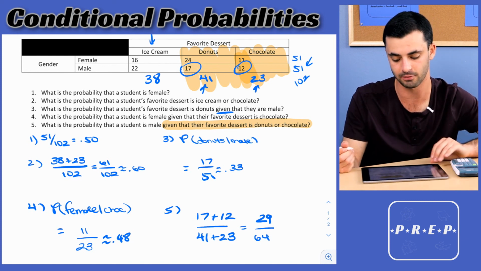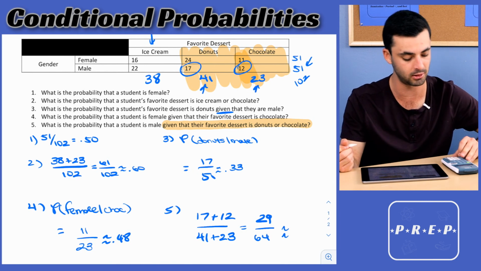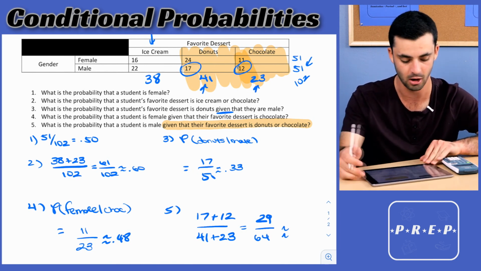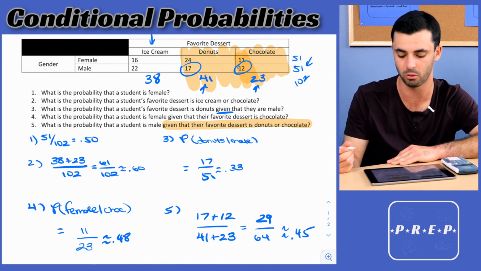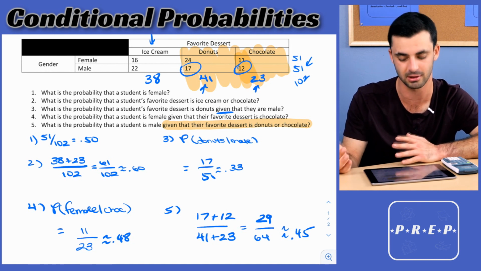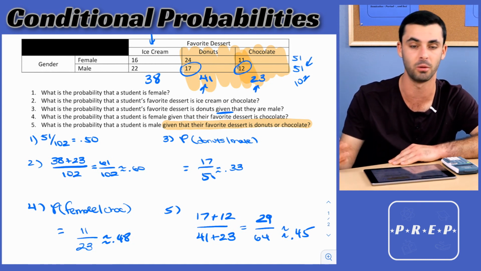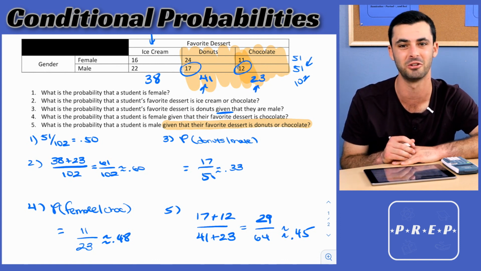So the answer to question 5 here is going to be 29 over 64, which when we round to the nearest hundredths place is going to be 0.45 in my calculator. So the answer to question 5 is 0.45, which is around 50%. About half of the students, give or take, that prefer donuts or chocolate are male. So that wraps up these questions on conditional probabilities.